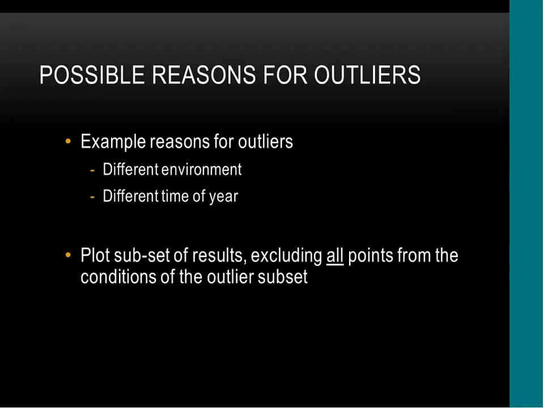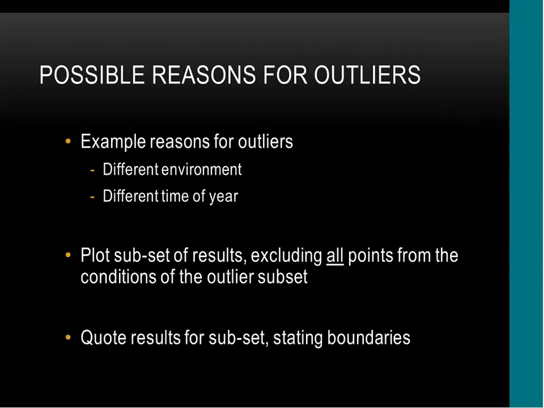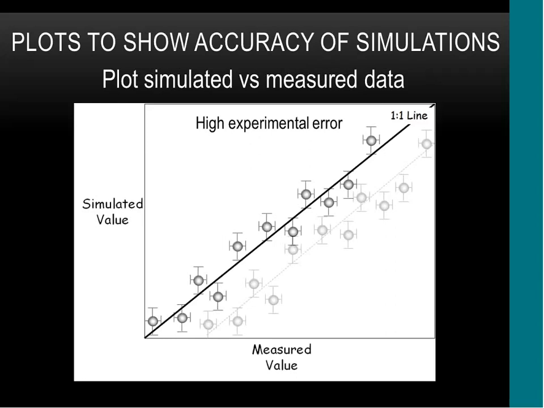We can plot a subset of the results, excluding all points from the conditions from the outlier subset, or we can include them in the analysis. But if we are to exclude them, then we need good reasons for excluding them, and then we can quote the results for that subset, stating the boundaries under which the analysis took place.